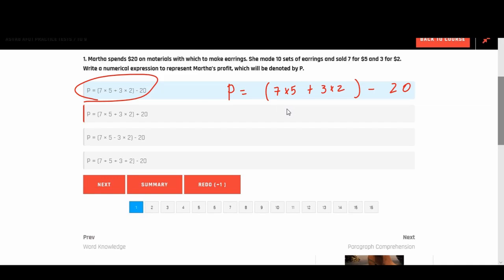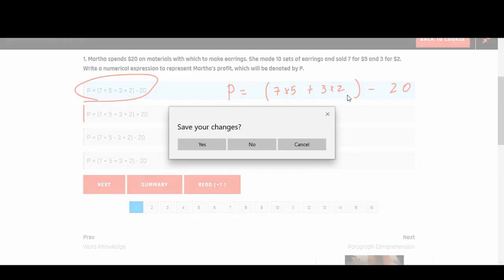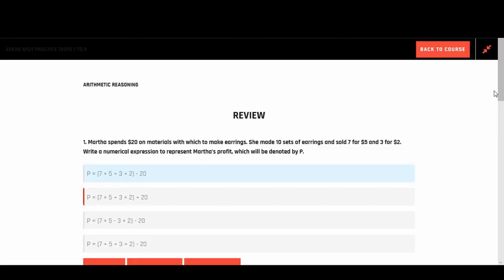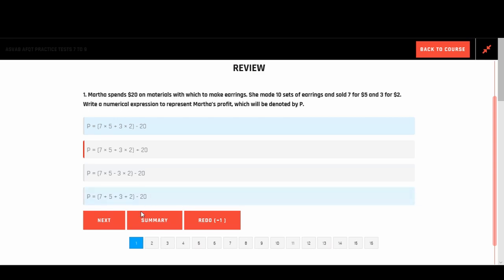Again, for some questions on the ASVAB, you just have to be able to take a word problem and write it as an equation. So that's that one. Let's go ahead and move on to number 2.